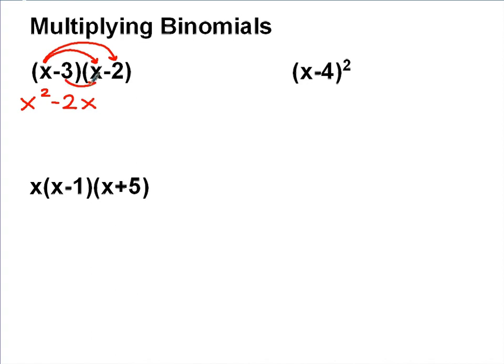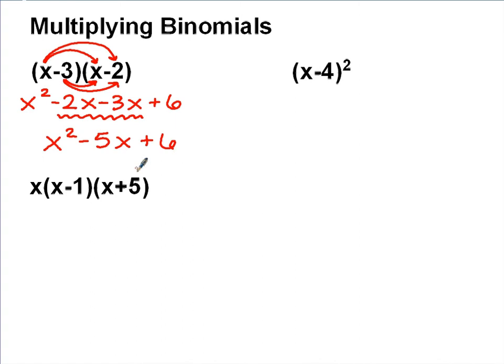We want to do negative 3 times both things in this other binomial, so negative 3 times x, and negative 3 times negative 2, which is plus 6. Now when you do that, you have to check to see if there are any like terms that you can combine. Here we can combine those two like terms. So we've got x squared minus 5x plus 6, and that's our final answer.